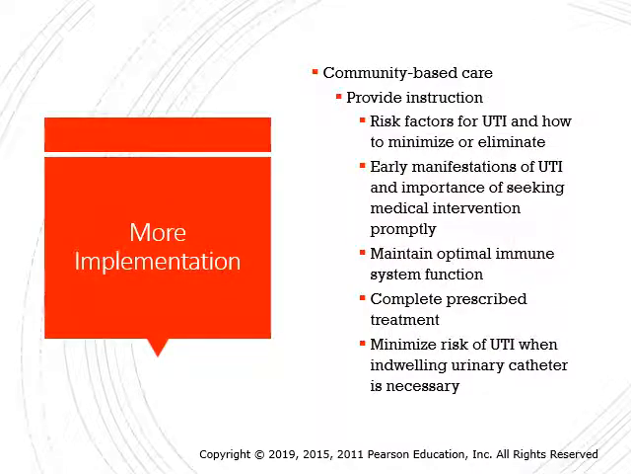Community-based care, so that's going to be outside of the hospital. So we need to provide, again, patient education and instruction. What are the risk factors for urinary tract infection and how to minimize the risk factors or eliminate them? What are the symptoms of early urinary tract infection and the importance of seeking medical intervention promptly? Maintaining an optimal immune system, which again addresses nutrition and hydration and hygiene.